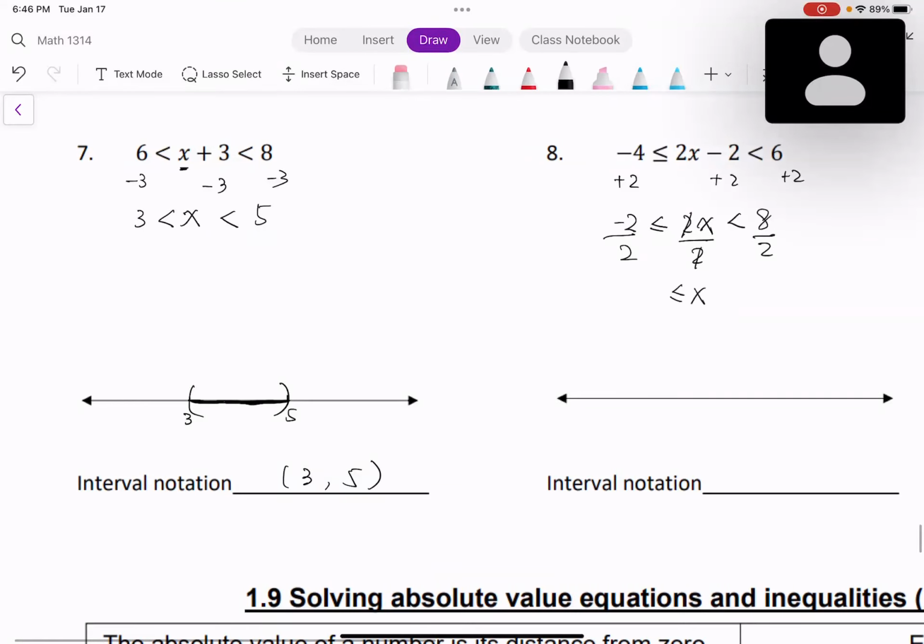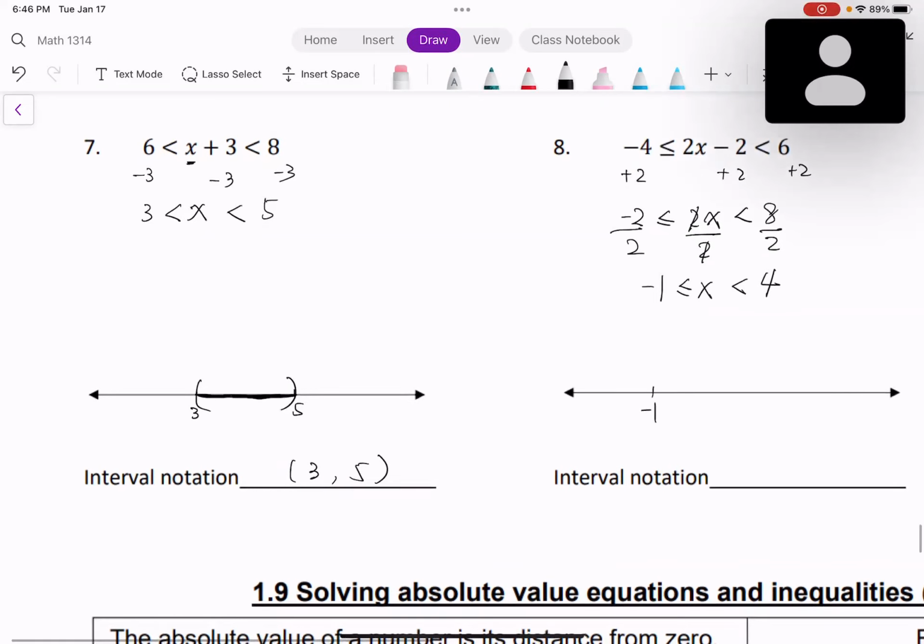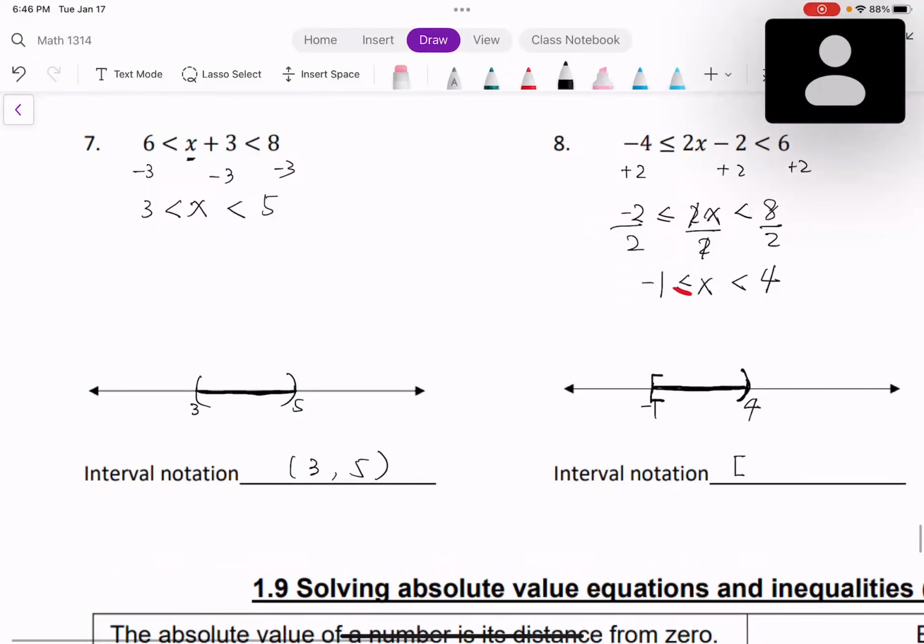X is greater than or equal to -1, less than 4. Find the -1 and 4. So we have an equal symbol here. That means -1 is included in the solution. We use brackets. 4 is not included in the solution. So we highlight the number line between -1 and 4. The interval notation is from -1 to 4, and use a bracket and a parenthesis.